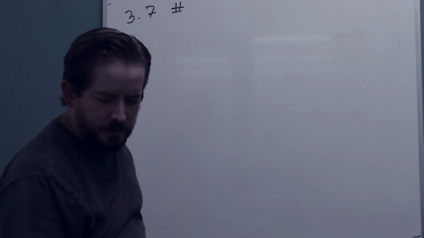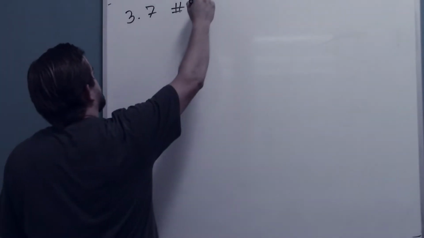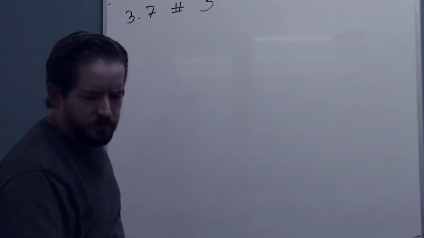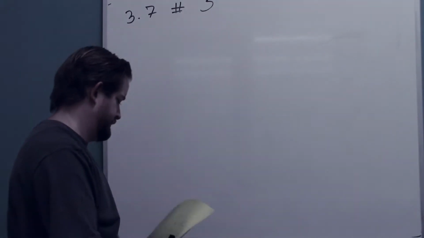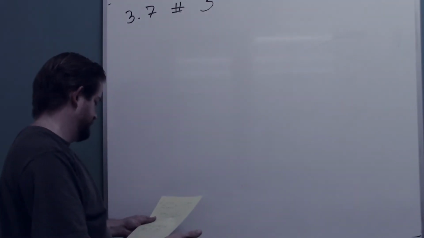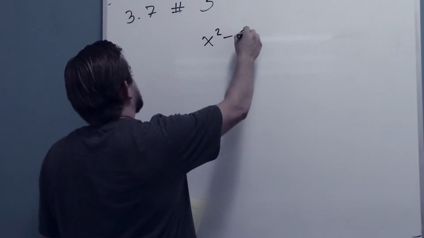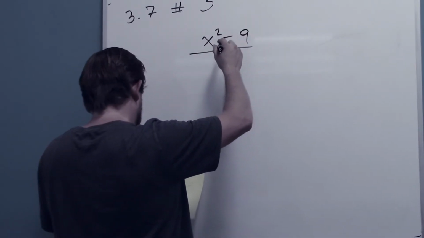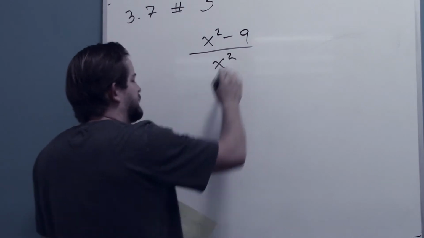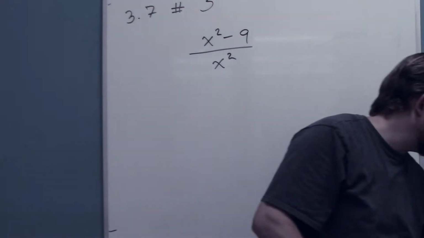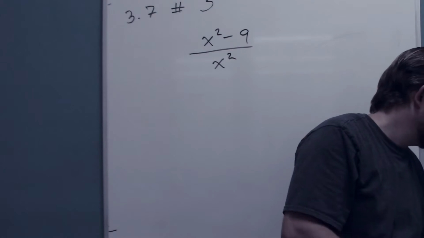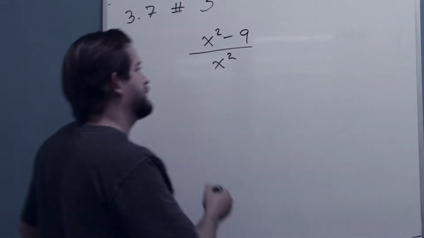And number 3. And so number 3 gives us this function, x squared minus 9 over x squared. And then asks a couple of things. Okay, so it asks for the x-intercepts, right?